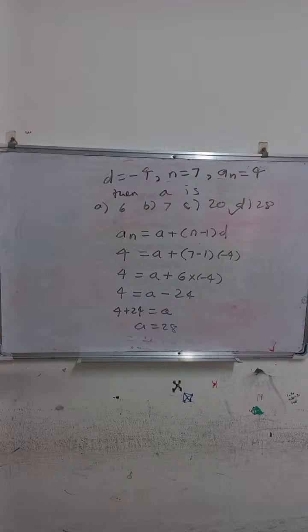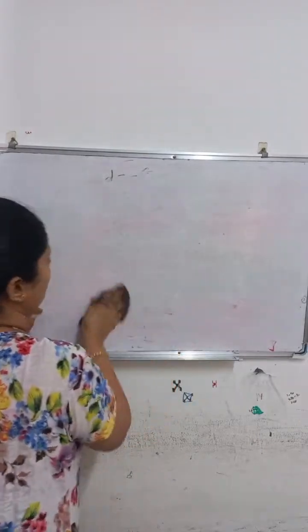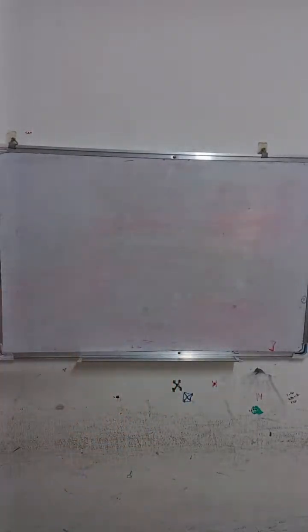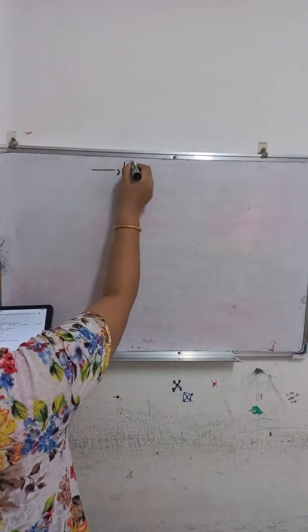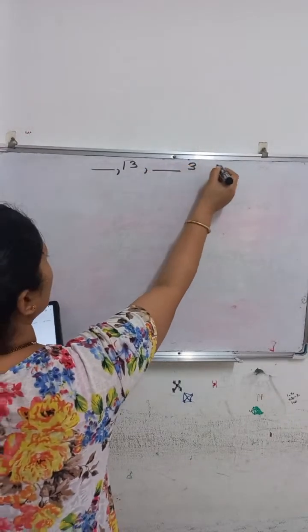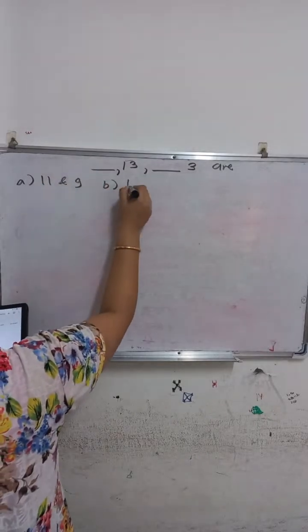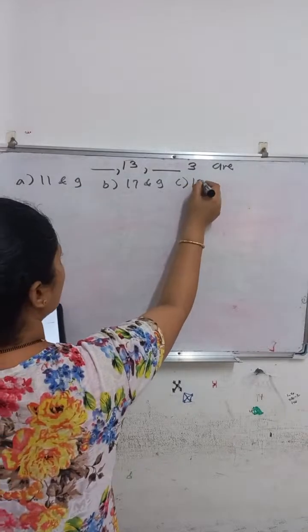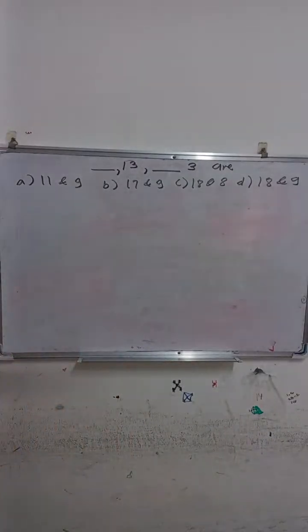Write down next: the missing terms in an AP. I hope everyone has copied this. The missing terms in the AP, and the AP is given as dash, comma, 13, comma, dash, comma, 3. Options are given: A 11 and 9, B 17 and 9, C 18 and 8, and D 18 and 9.